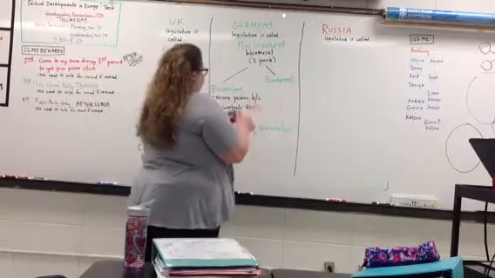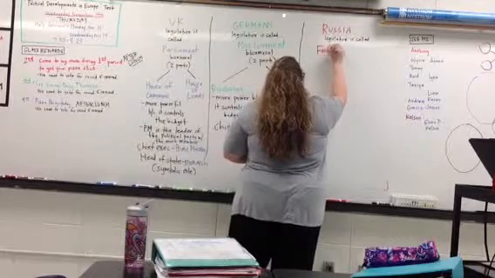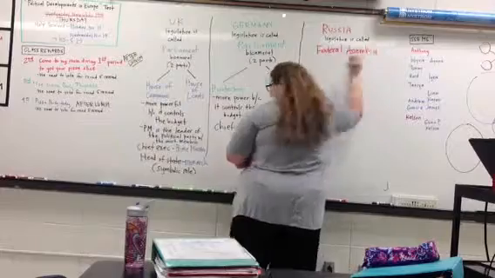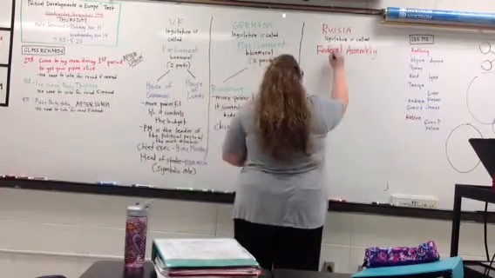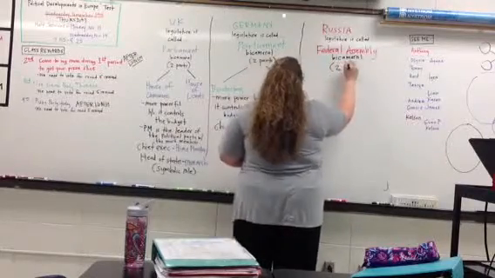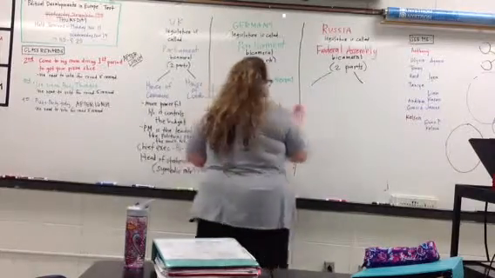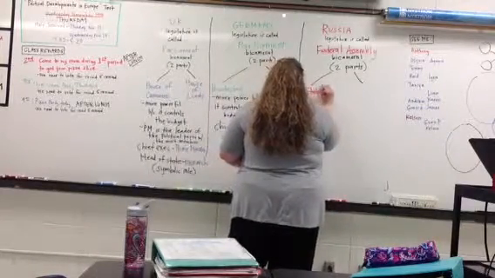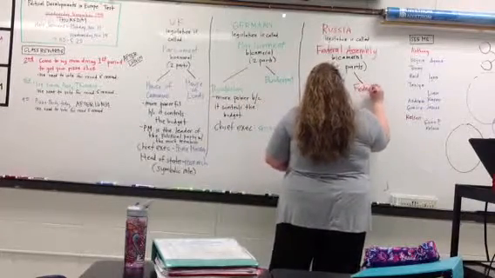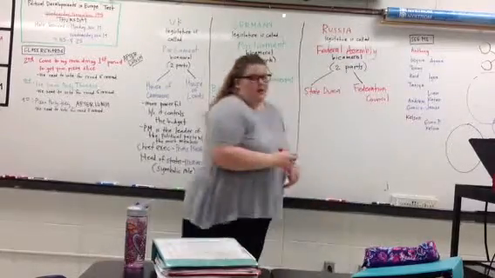Let me grab my red marker. Okay, so Russia's legislature is called the Federal Assembly. And just like the other two governments, it is bicameral and it has two parts. And the two parts are the State Duma and the Federation Council. And you can probably figure out what I want you to know here.